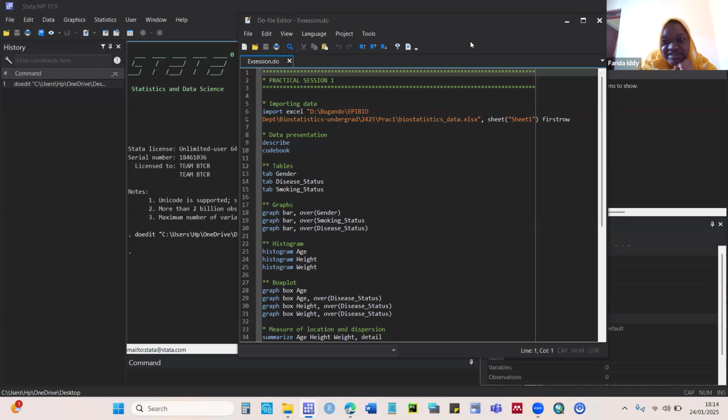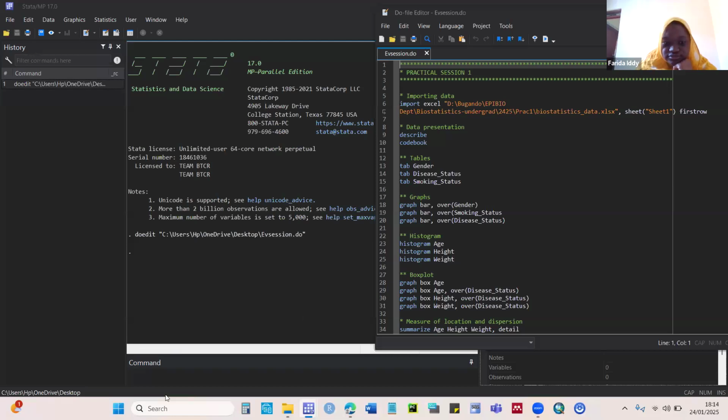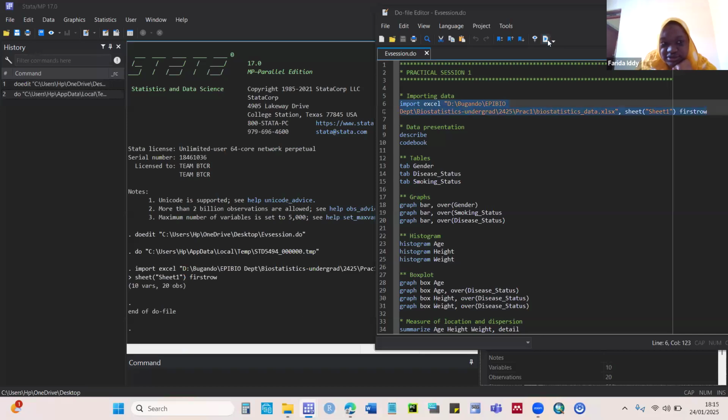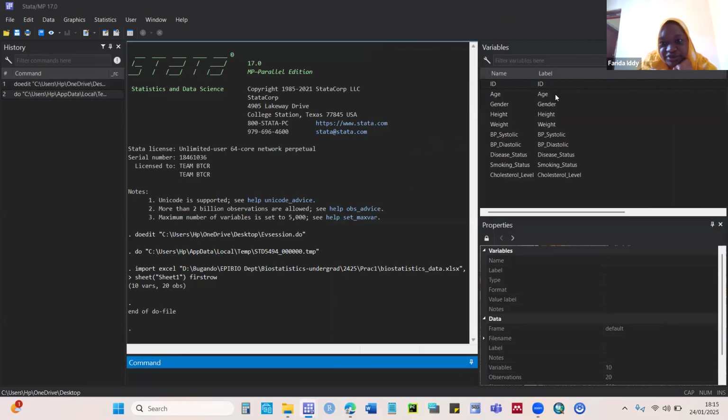So I'm using a different data set. So I'll just import the data here. Then after importing, to be sure that my data set was imported, I check that I cannot see the red error. If I see red, that means there is a mistake in my command. Since it's not red and I can see my variables here, I can assume that my data is correctly imported.